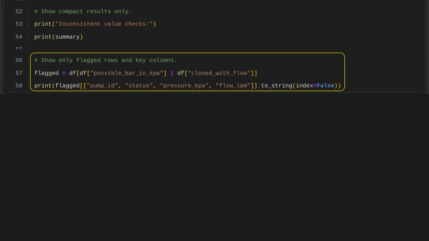The data frame is filtered to flag possible data issues, such as pressure values that may be recorded in bars instead of kilopascals, or closed valves that still show notable flow. Only the key fields, including pump ID, status, pressure, and flow rate, are selected for review. The filtered results are then printed without row indices, so the potential inconsistencies are easy to inspect.